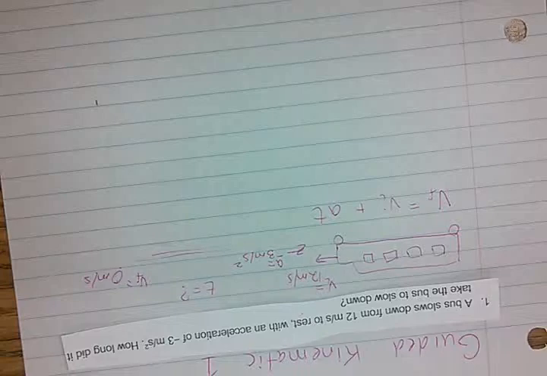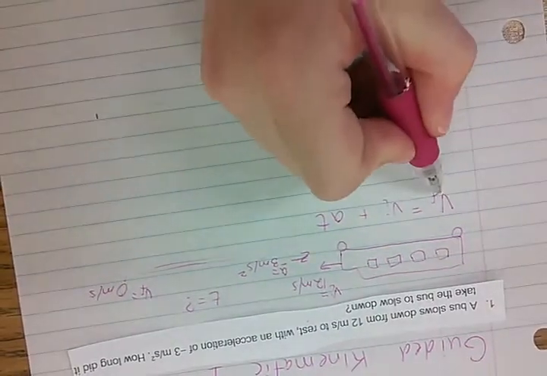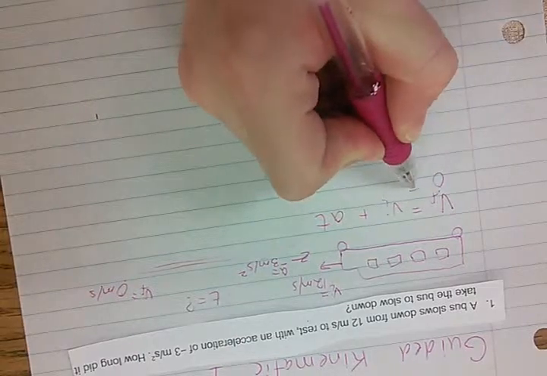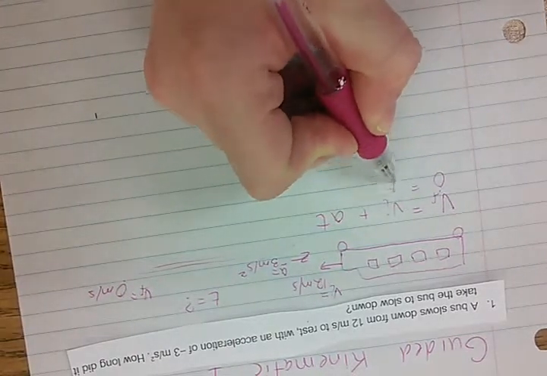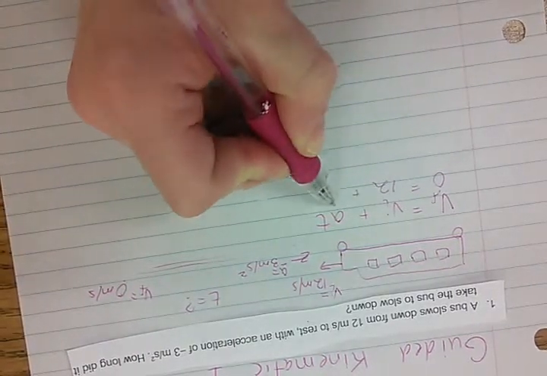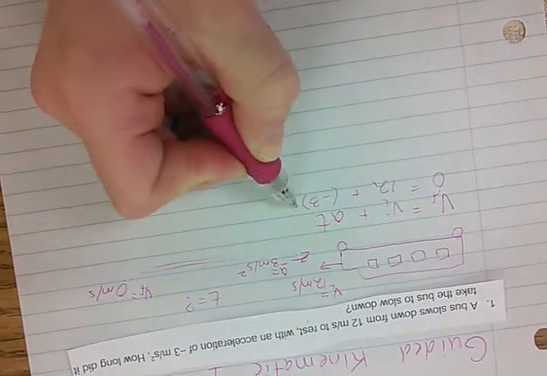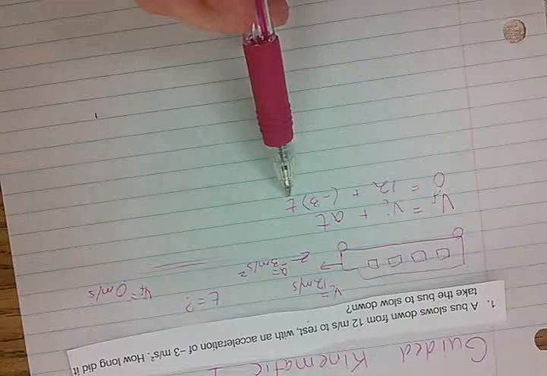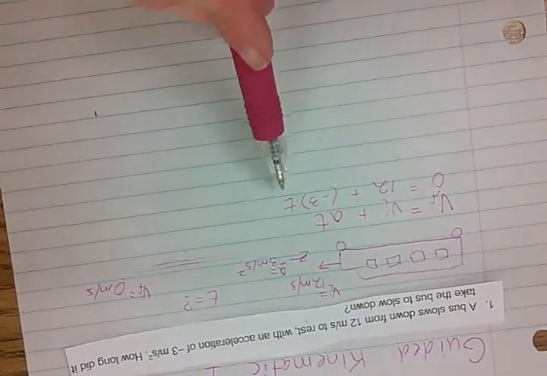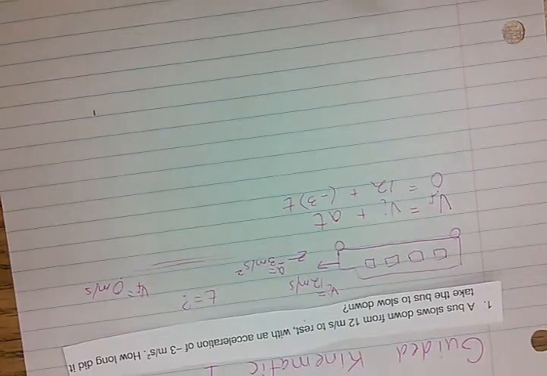Then we want to plug in the variables and chug through the algebra. So for VF, we write 0. For VI, we write 12. For A, we write -3. And we're looking for time, so we leave T as a variable. And when we chug through our algebra, we want to solve for T. And this one's pretty easy.